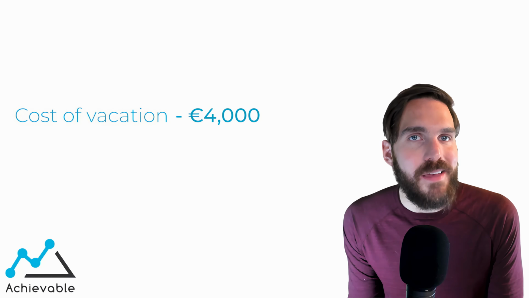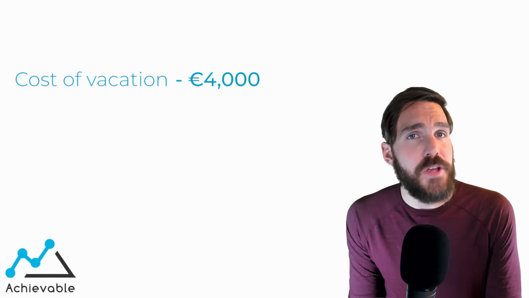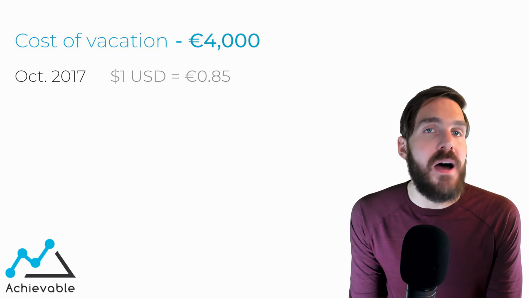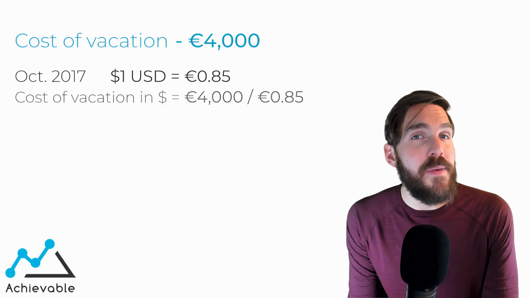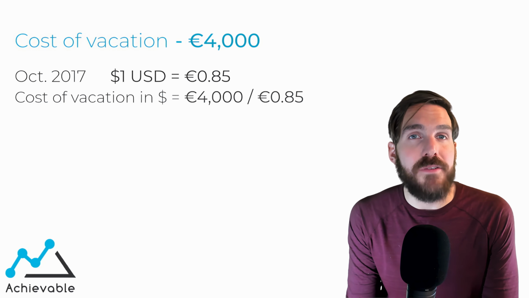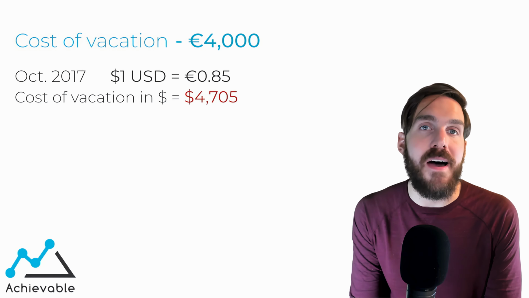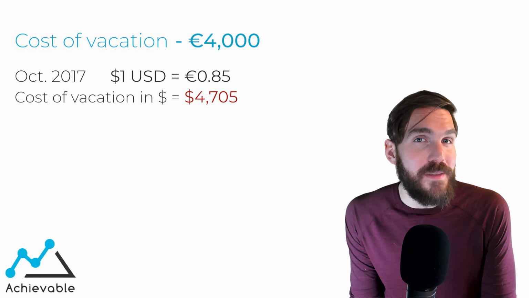Let's go ahead and take a look at the exchange rate over the last several years. If you exchanged your money in October 2017, one US dollar equaled 85 cents in euros. Doing a bit of math tells us a 4,000 euro vacation will cost $4,705 given that exchange rate. But what if you waited a little bit to take the vacation?